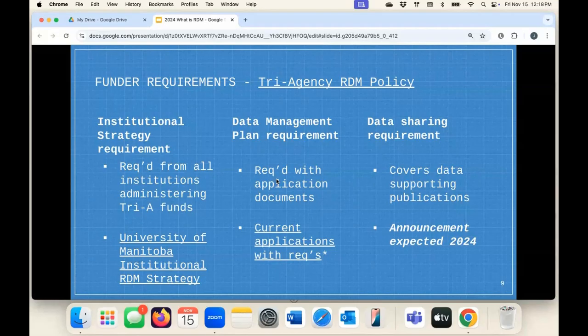We have not started doing this yet. An announcement is expected, possibly by the end of the year. They're running out of time. It might be an early 2025 thing. And once that gets announced, then it'll be new grants after a specific date. There's still lots and lots of questions about data sharing. We'll talk about it a little bit today, but I don't have a whole lot of answers.